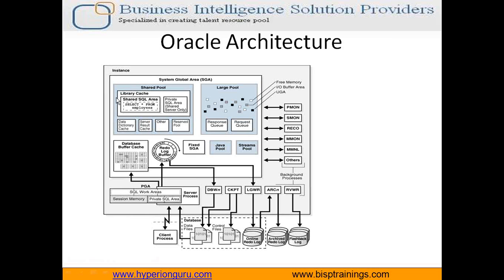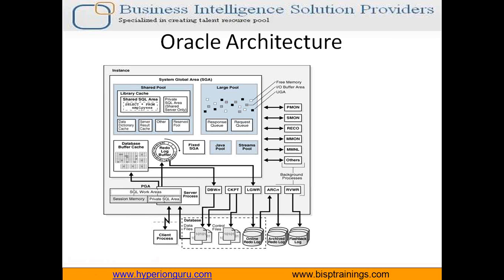So you can see the shared pool. Within the shared pool, there is something called the library cache. Here is our target. Any SQL we write gets stored here. You can see one SQL I showed in this example: select star from employee. The moment I execute select star from employee, it gets stored in this area. This is called the shared SQL area.